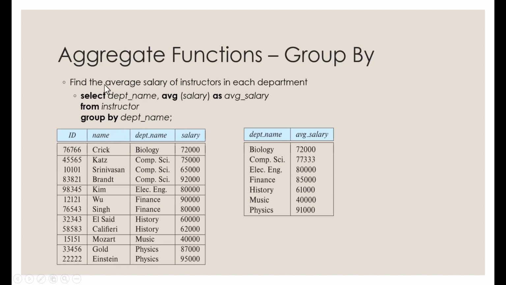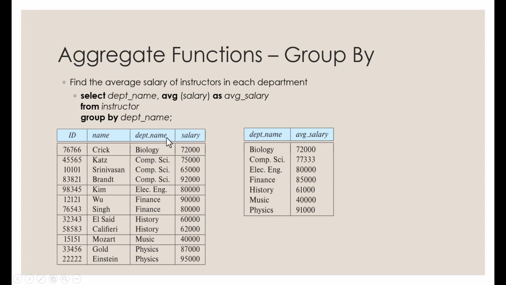We're selecting the name of the department, comma, average of all the salary. If I didn't rename this as average salary, it would just say salary, which is not really accurate. So we have renamed it using the keyword as, from instructor, and then we're grouping by department name. That means we're computing the average salary of all instructors per department.